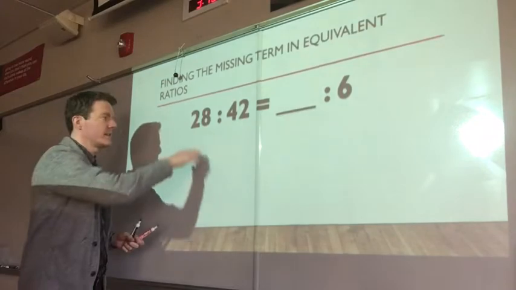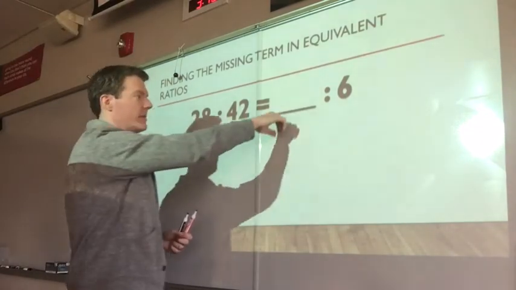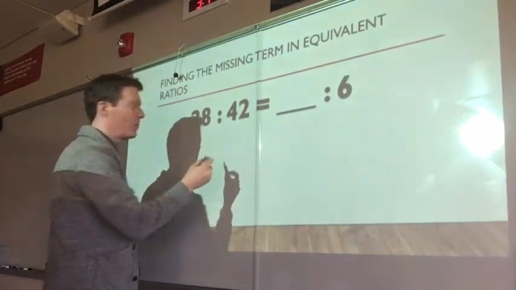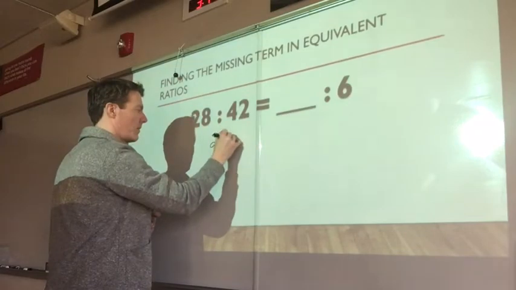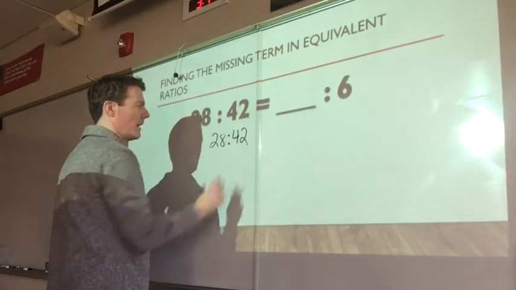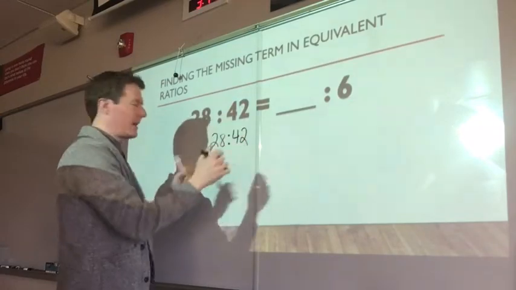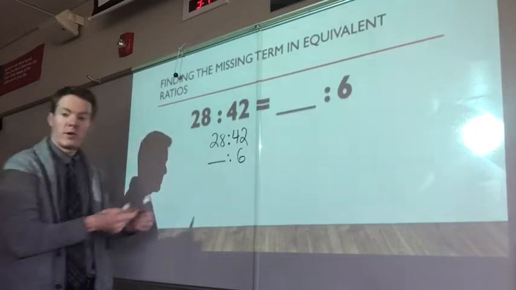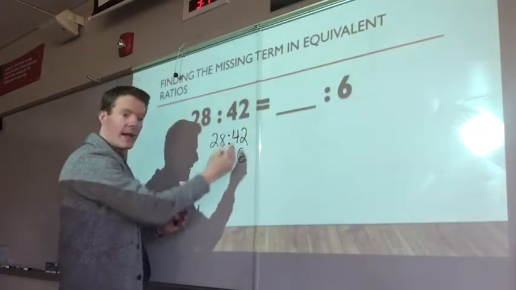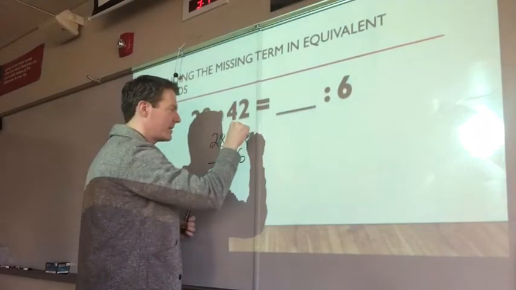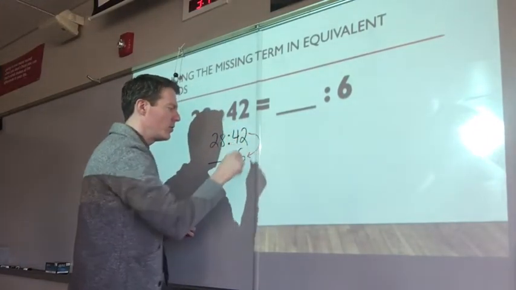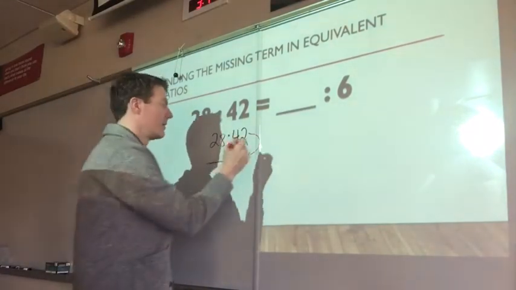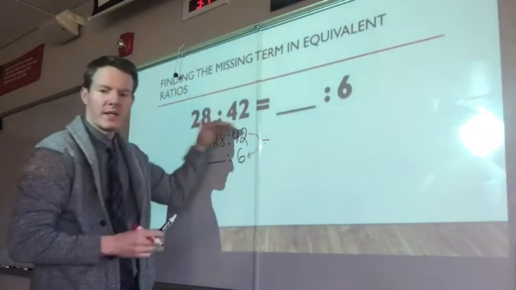Here's another one. This is 28 to 42 is equivalent to blank to 6. So again, I'll start off with my given ratio, which is 28 to 42. And then it's going to be equivalent to blank to 6. So I'm going to make it blank to 6. And I want to look at the side where I have the numbers. I have the 42 and the 6, so I need to ask myself, what am I doing to 42 to get it down to 6? Now, since it's going down, I'm going to be dividing here. I'm going to be dividing 42 by something to get 6.